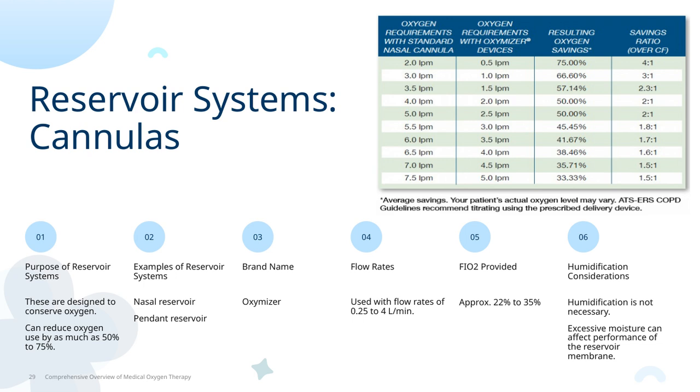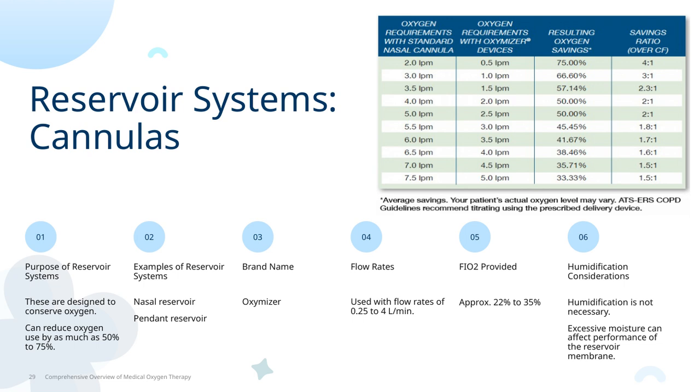Now, there are different types of reservoir systems designed to conserve oxygen, which is especially important for patients who need long-term therapy. For example, the oximizer, nasal reservoir, and pendant reservoir are all designed with this goal in mind. They can significantly reduce oxygen consumption by as much as 50 to 75%, making therapy more efficient and cost-effective.